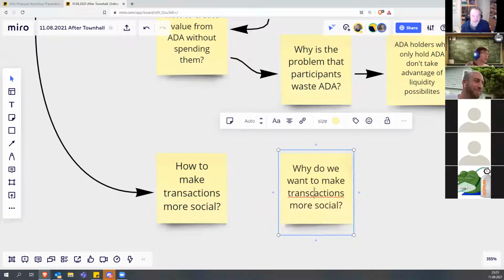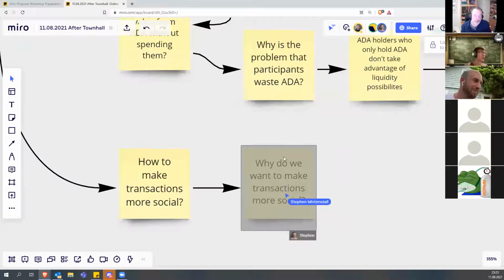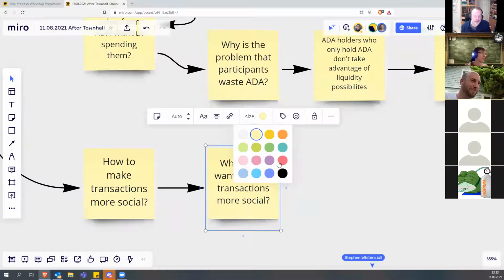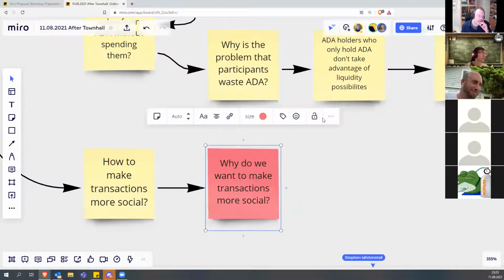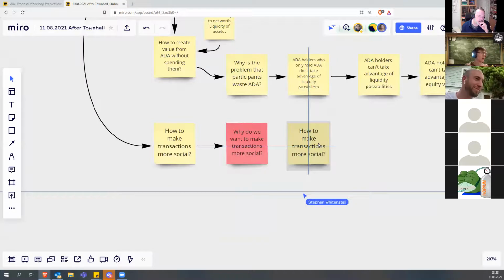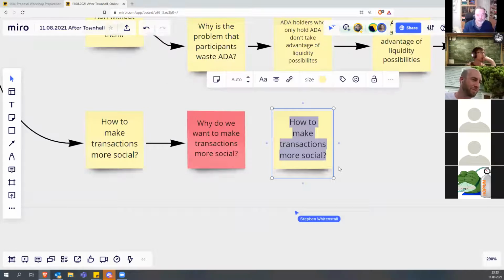I can't write, but you can already suggest. Why do we want to make transactions? That's fine. I think... Well, I wonder, does it relate to reputation? But is reputation a social aspect?